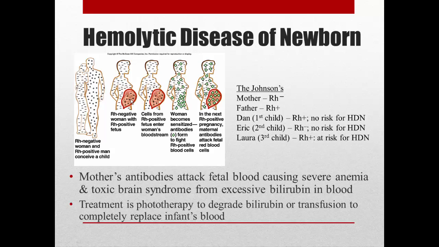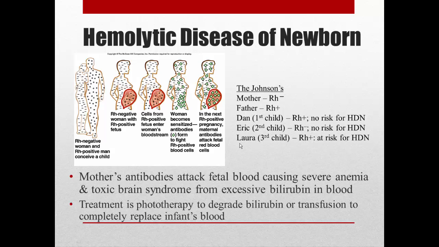And this is a scenario that happened in my family. So I'm going to use the Johnsons as an example. My maiden name is Johnson. My mother was Rh negative. My dad is Rh positive. And then I've got two older brothers. Dan is the oldest, so he was Rh positive. Eric, Rh negative. And then me, who's Rh positive. Okay, so that's kind of the scenario.